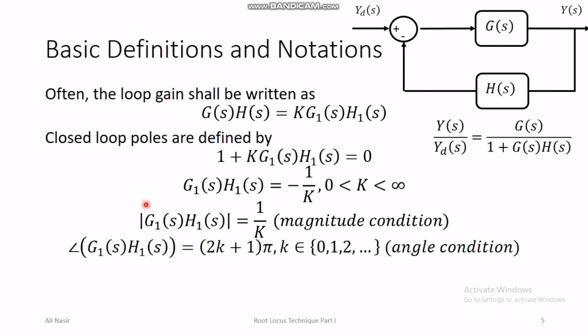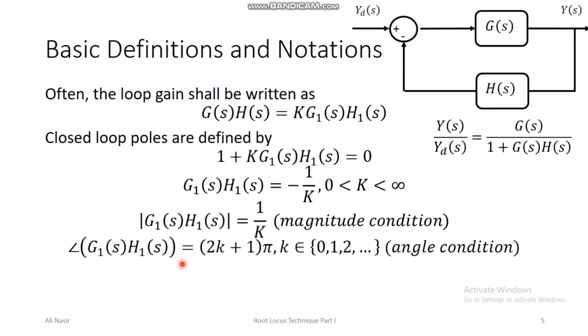Right now it is just a mathematical expression of writing down k1 into h1 in the form of 1 over k, and this magnitude condition has been derived from this characteristic equation. This is the characteristic equation of the closed loop system. So if this is the magnitude condition corresponding to the characteristic equation of the closed loop system, you can already understand that this magnitude condition is going to tell you something related to the closed loop poles and zeros. And similarly, this is the angle condition.